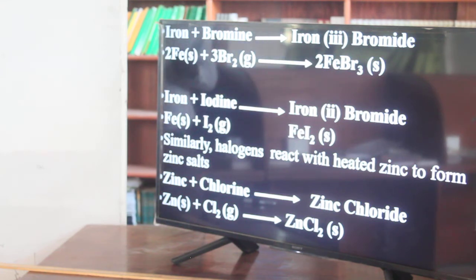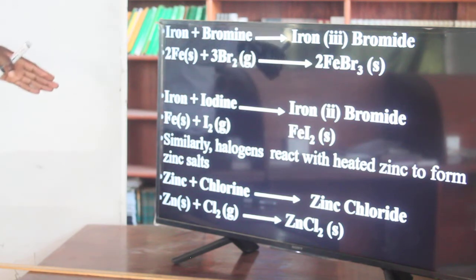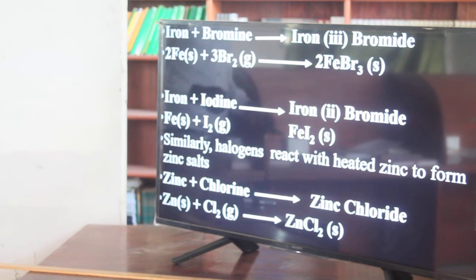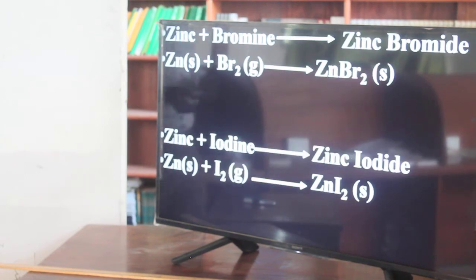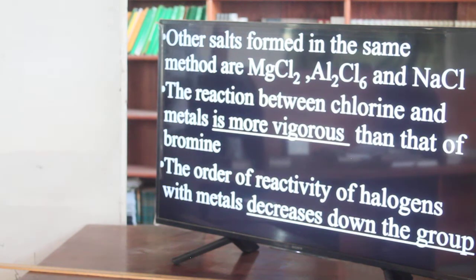Now, similarly, zinc can react with chlorine to give us zinc chloride. Then zinc plus bromine gives zinc bromide, and zinc plus iodine gives zinc iodide. Other salts that are formed like this are magnesium chloride, aluminum chloride, and sodium chloride.